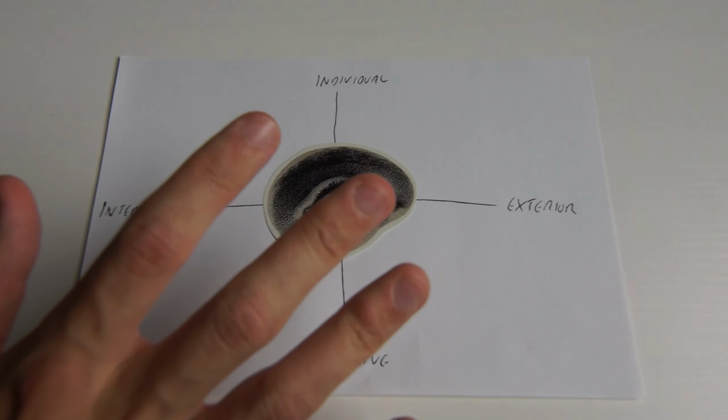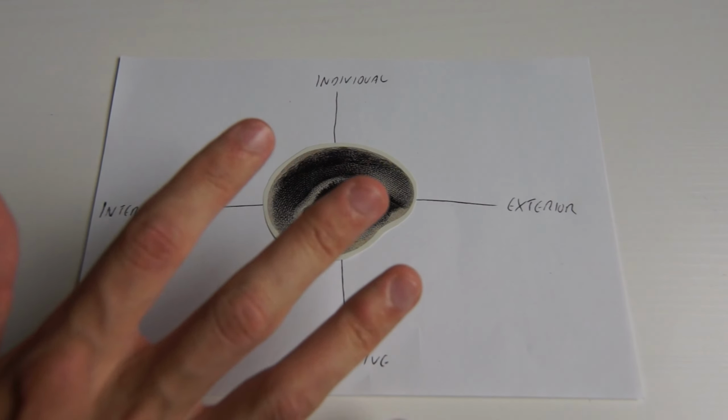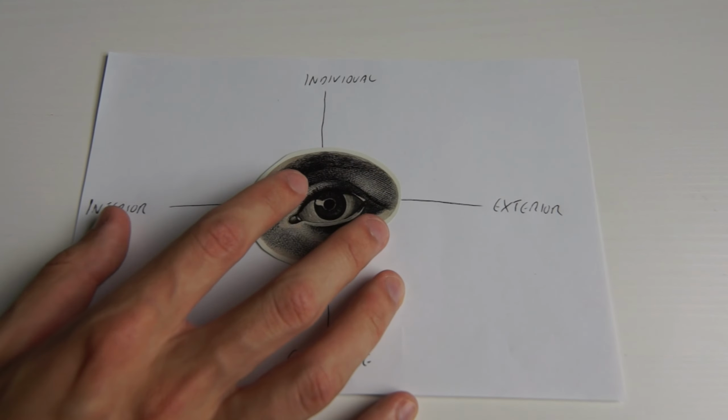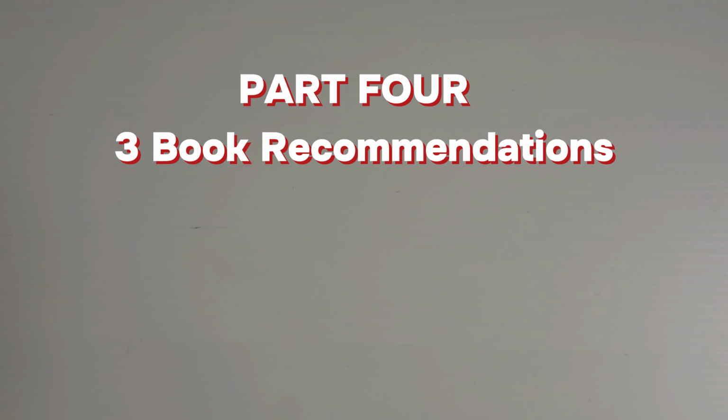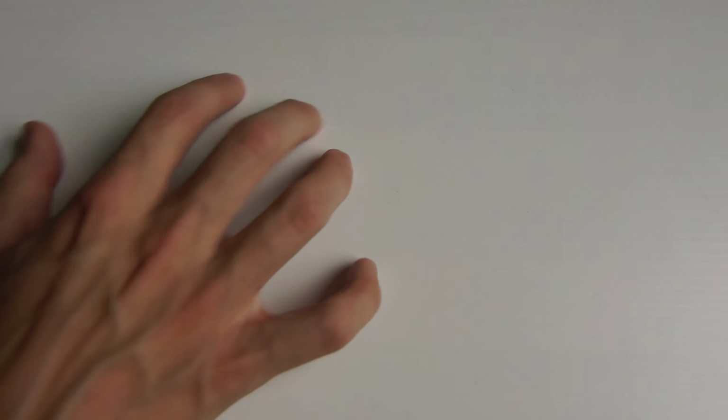Now, as you can probably see already, this is an absolute rabbit hole jumping into integral theory and just Ken Wilber in general. And I've read quite a few of his books by now, and some of them are very challenging reads for someone who is just trying to get used to this world of thinking. So I'm just going to give you 3 book recommendations in no particular order for this.